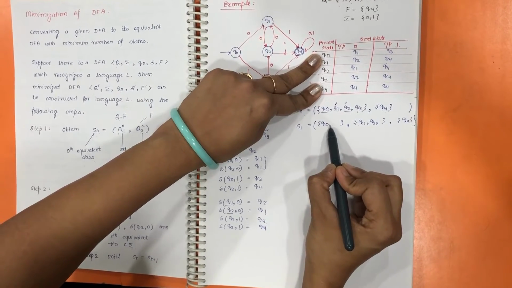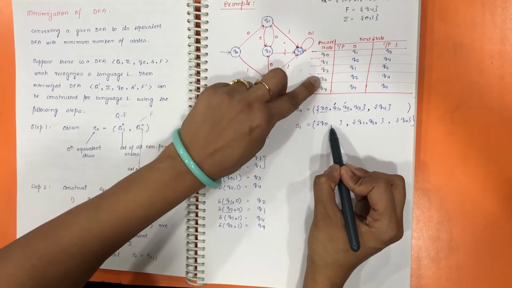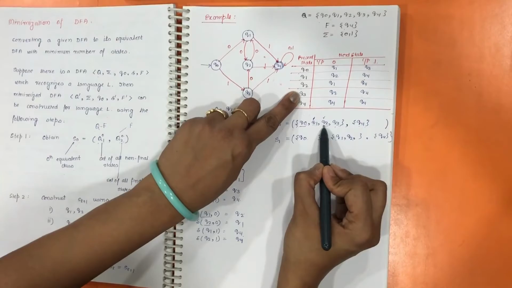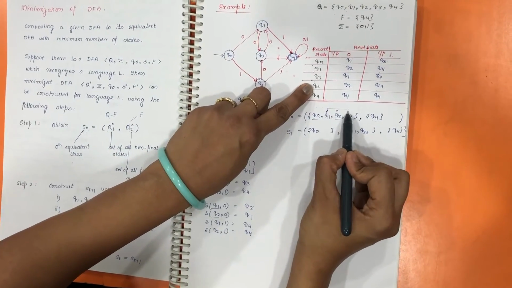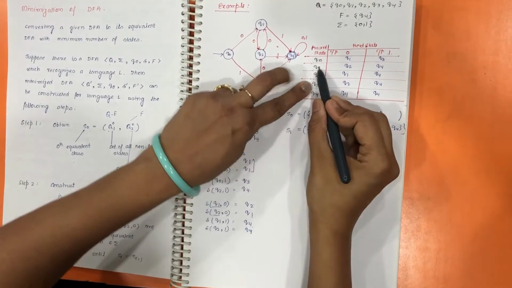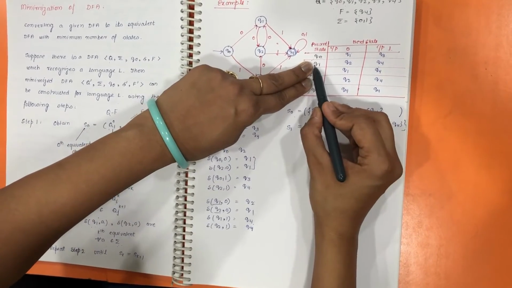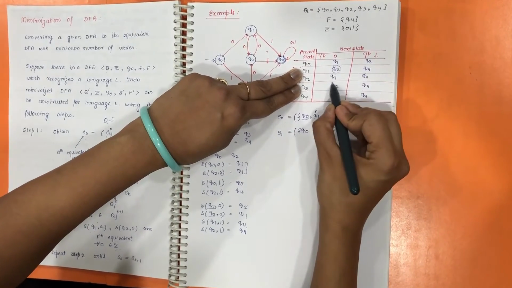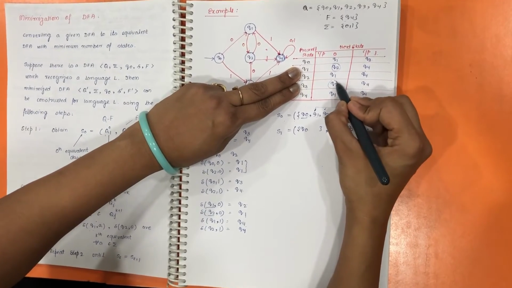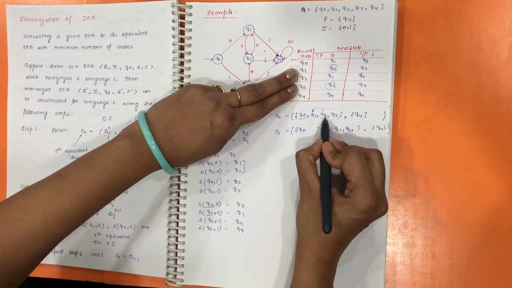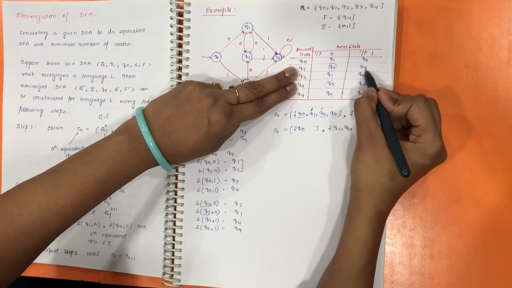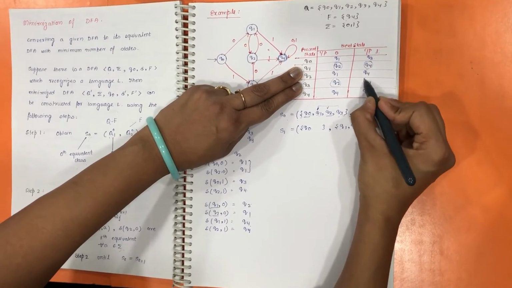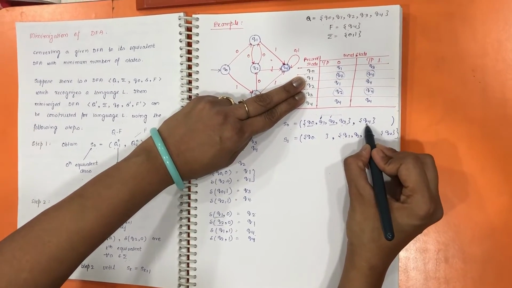Right? Now we'll check the equivalency of Q3 with the other states, like Q3 with Q1 or Q2. First we'll check the equivalency of Q3 with Q1. At Q3 for input symbol 0, next state is Q2. Q2 and Q2 are lying in the same set. Now at Q1 for input symbol 1, next state is Q4. At Q3 for input symbol 1, next state is Q4. Q4 and Q4, the same state, obviously they will lie in one set.